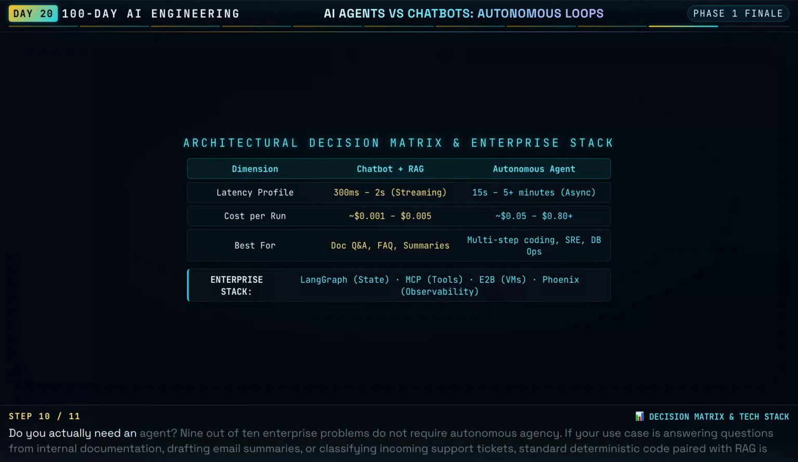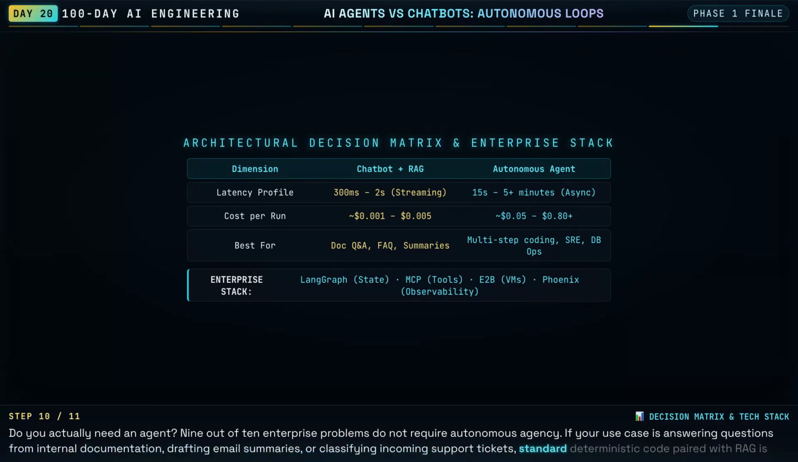Do you actually need an agent? 9 out of 10 enterprise problems do not require autonomous agency. If your use case is answering questions from internal documentation, drafting email summaries, or classifying incoming support tickets, standard deterministic code paired with RAG is faster, orders of magnitude cheaper, and infinitely more reliable.